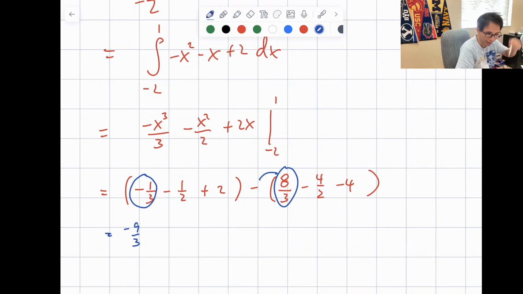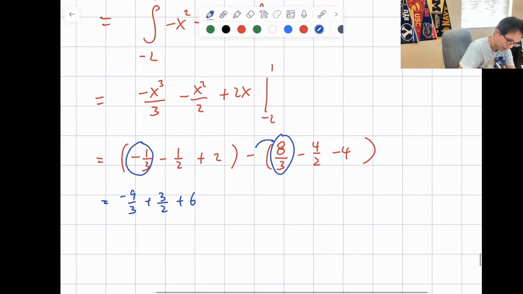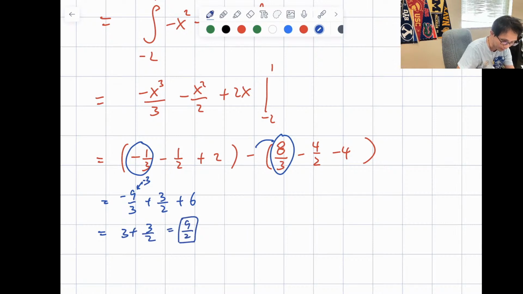And the other one is going to be what? Minus minus 4/2, so it'll be plus 4/2. So it'll be plus 3/2. 2 minus -4 is going to be what? 6. So it'll be, this is 3. -3, so it'd be 3 plus 3/2. So it'll be 9/2. So the answer is 9/2.